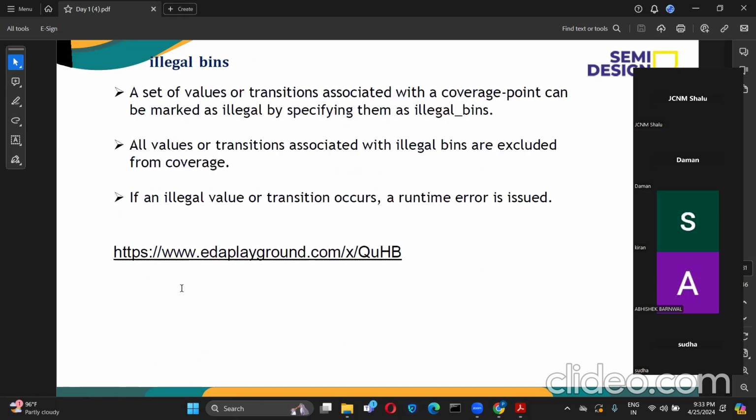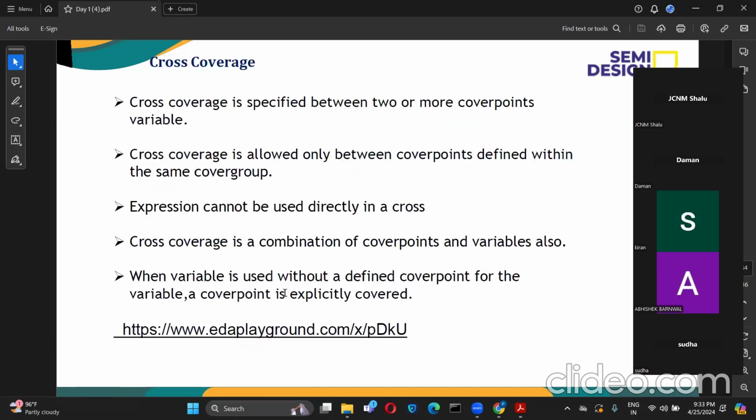I have told this in the cross coverage slide also. See, when a variable is used without a defined cover point for the variable, a cover point is implicitly created. So it will be covered by itself. The tool will create a cover point by itself.